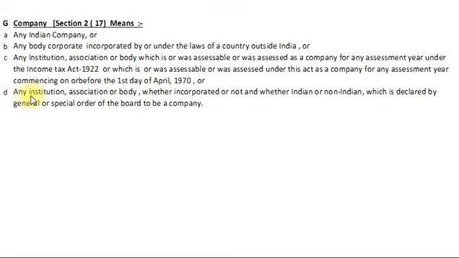Next, any institution, association or body, whether incorporated or not, and whether Indian or non-Indian, which is declared by general or special order of the Board to be a company. Here, Board means Central Board of Direct Taxes. So, the term company is defined under Section 2(17) of the Income Tax Act.